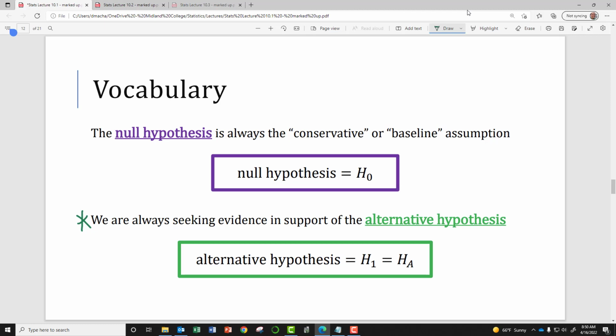So for the null hypothesis, we're going to use this math symbol. We're going to use capital H with subscript 0. And then for the alternative hypothesis, the math symbols we're going to use are either going to be a capital H with a subscript 1 or a capital H with a subscript capital A. And so notice it could really appear any way, but both of these symbols refer to the alternative hypothesis.